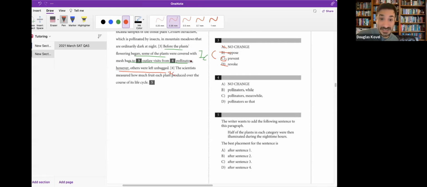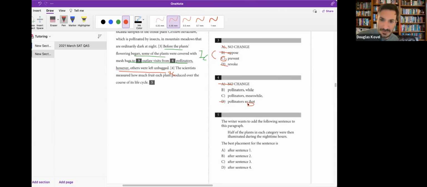So if I did want to keep however, I would either need to put a period after pollinators and then capitalize however and make a new sentence, or I would need to change this comma after pollinators to a semicolon. Unfortunately, though, I see that is not an option. So I'm going to have to use a different kind of conjunction. That being said, though, the one thing that our original choice did do correctly was that it did use a contrast transition logically, because I'm doing the contrast between plants that were covered and those that were left unbagged. So my right answer is also going to have to be some sort of contrast conjunction. For that reason, I could get rid of D.